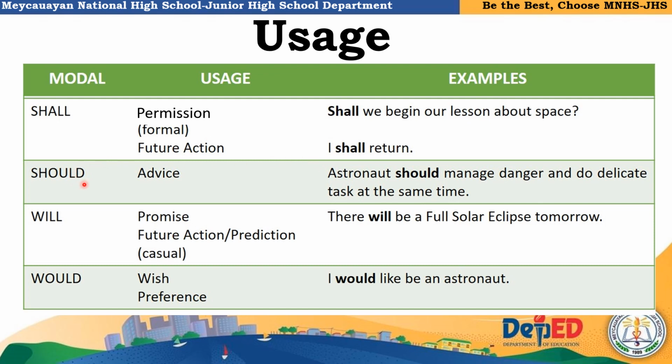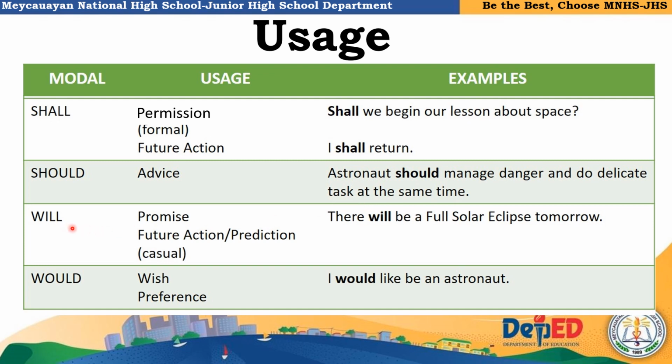Next is should. We use should when we are stating advice or recommendation. Example, astronauts should manage danger and do delicate tasks at the same time. In the sentence, the writer or speaker is telling advice to astronauts that they have to manage danger and do delicate tasks at the same time.